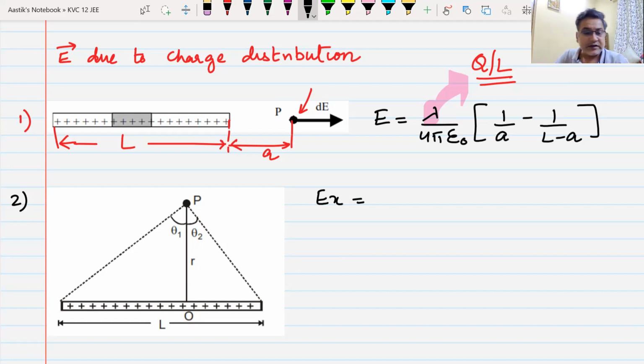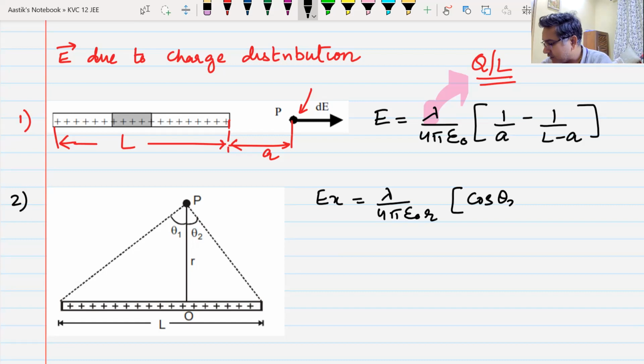Does anyone know this formula? The x component of the field. Lambda by 4 pi epsilon naught, cos theta 2 minus cos theta 1. Okay, so you can write it like this: lambda by 4 pi epsilon naught r, cos of the smaller theta, theta 2, minus cos of theta 1. This will be your x component.